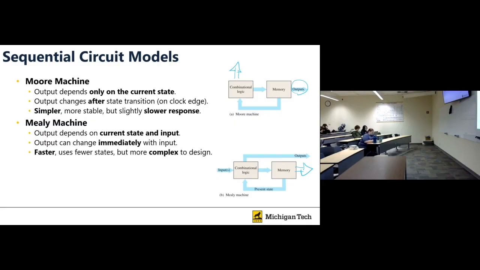So a Mealy machine is considered faster and uses fewer states because maybe you don't need to save lots of information for the state, but it's more complex because you're considering input. However, in most applications of this kind of system, if you want to have better decisions, you need to have some observations from the environment.